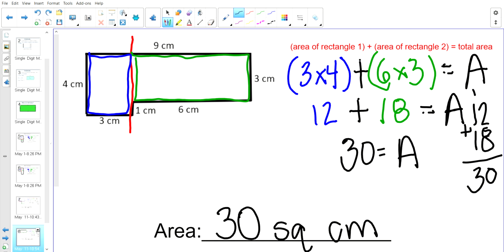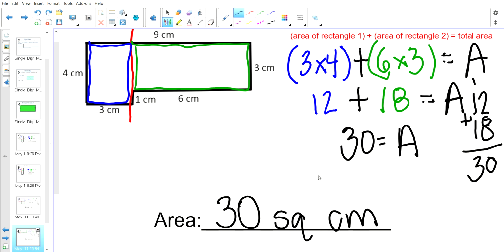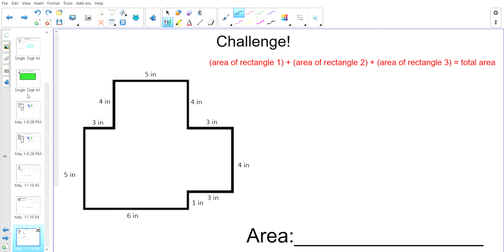Very good, third grade. Now that you've solved quite a few rectilinear figure problems, I think you're ready to see a challenge problem. Let's take a look at this last problem, a challenge problem.